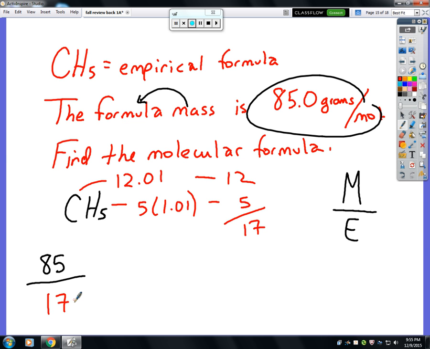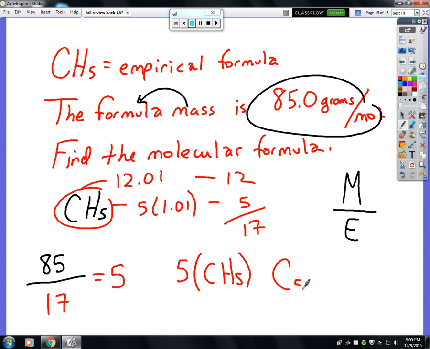So what I have, my empirical formula, is 17. It's lighter than what it really is. By how much? 5 times lighter. So that means you're going to take 5 times CH5, and you're going to get your real formula, which is C5H25. All you do is multiply here and multiply here, just like we've always done.